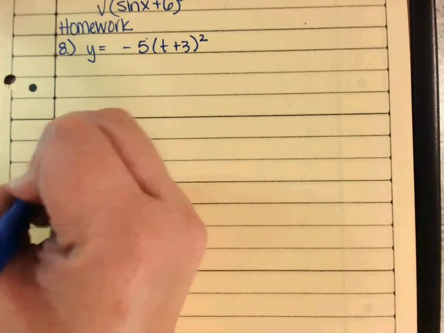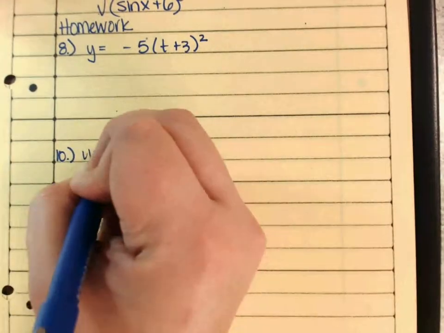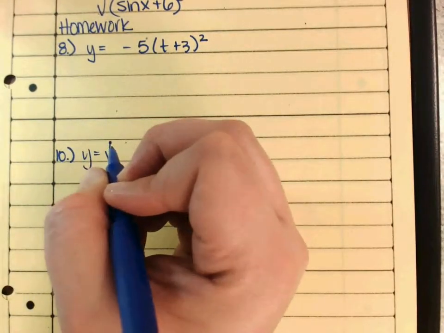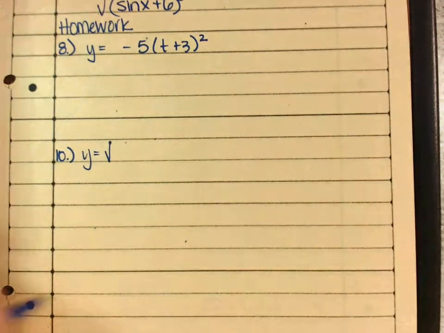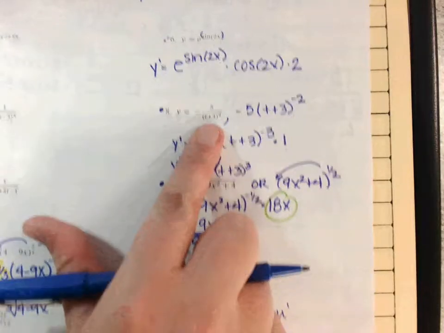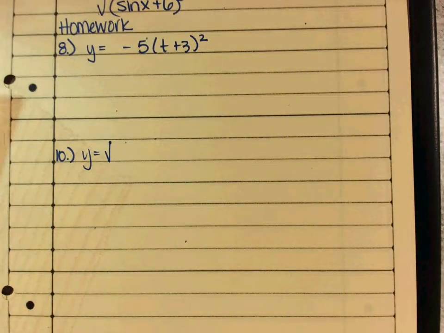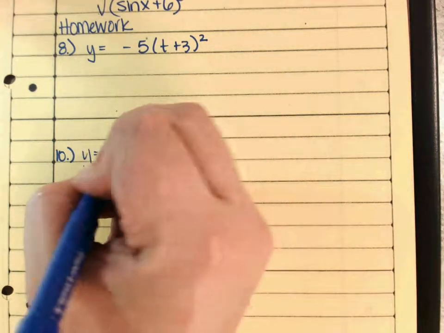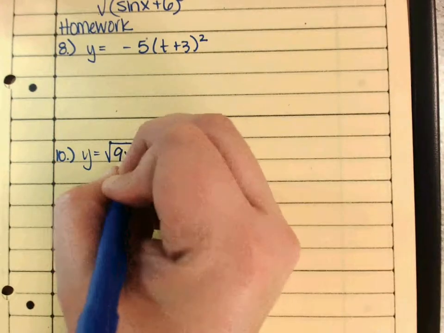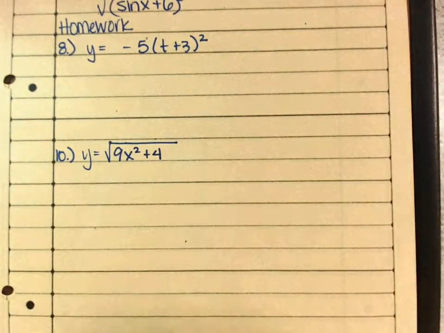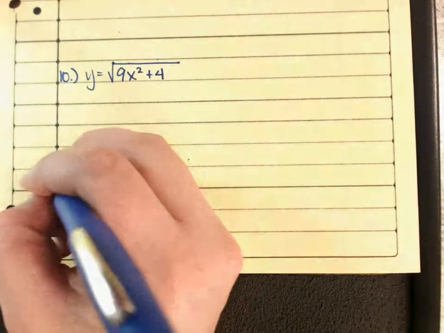Number 10. What? That's not number 80. Yes, it is. No. You just rewrote it. Okay. Yeah. Well, because some people don't have the homework because I got a bunch of new students and I didn't ask for enough copies. 9x squared plus 4. And then I'm going to have you do number 11.